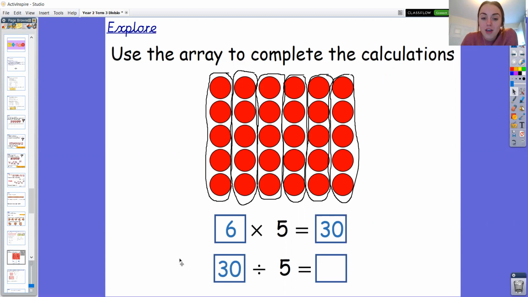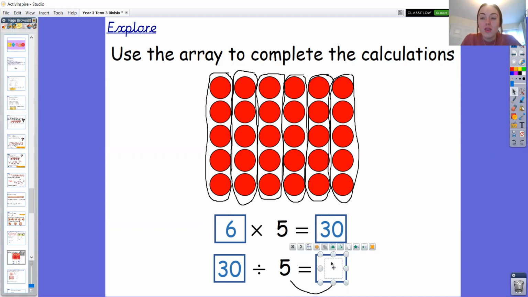Well done. We know that 30 is the dividend, as it is the greatest number. It's the whole amount of counters in our array. So 30 divided by 5 equals M. So this is where we're thinking, how many lots of 5 equals 30? So we're using our multiplication to help us by thinking about the inverse. You know, just draw that line there to show you that link.